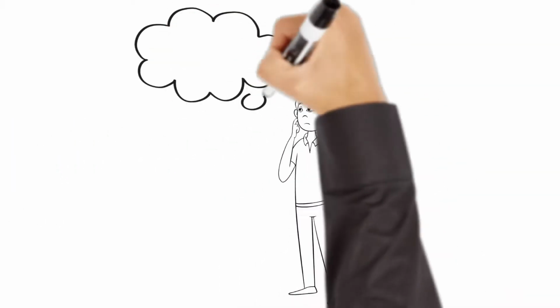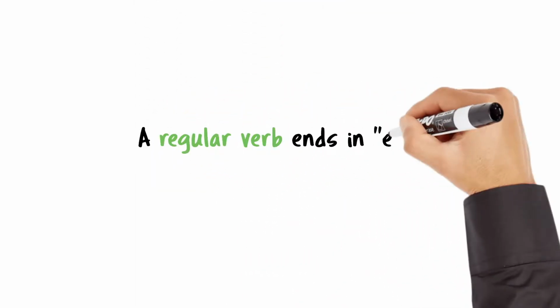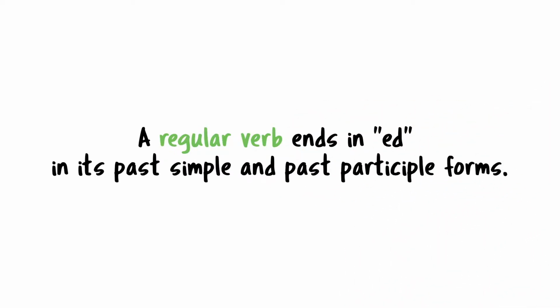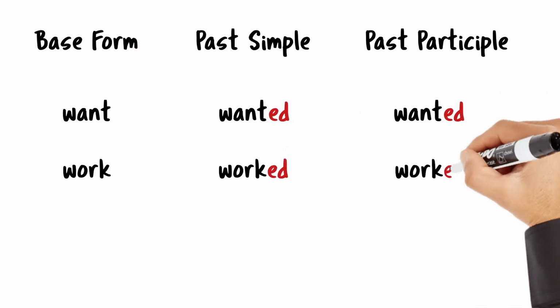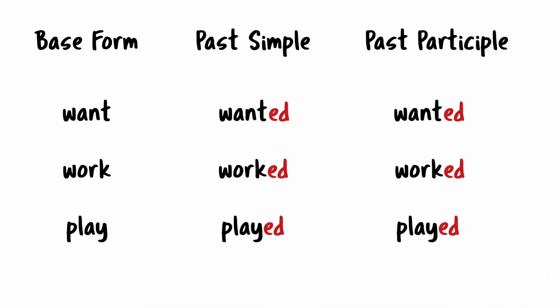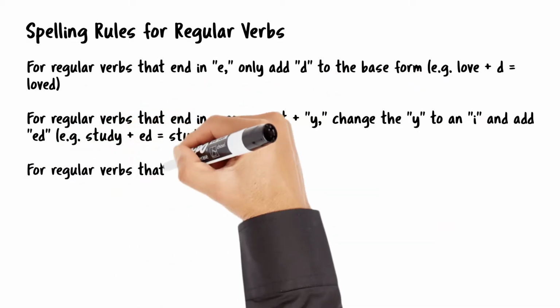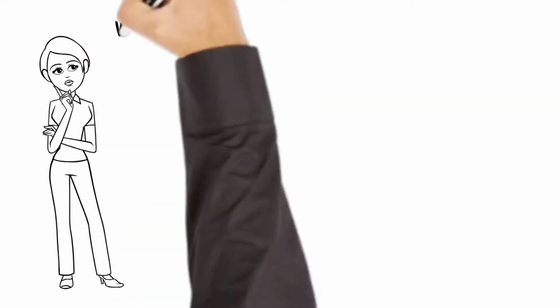First of all, what are regular verbs? Regular verbs are verbs that end in ed in their past simple and past participle forms. So, for example, want becomes wanted, work becomes worked, and play becomes played. There aren't many issues with the spelling rules, but the correct pronunciation of ed can be confusing. So, what is the problem exactly?